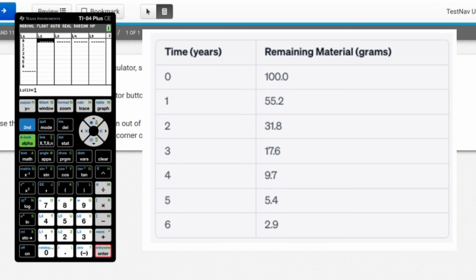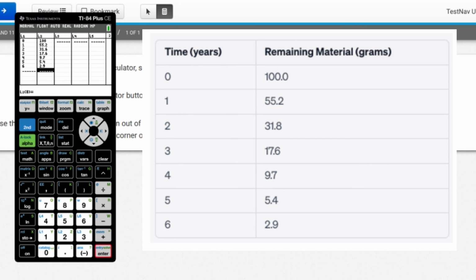I've got a perfect 100. Then 55.2, 31.8, 17.6, 9.7, 5.4, and 2.9. Don't make any mistakes. It's easy to make typos on this.